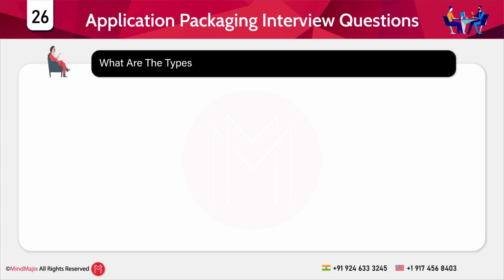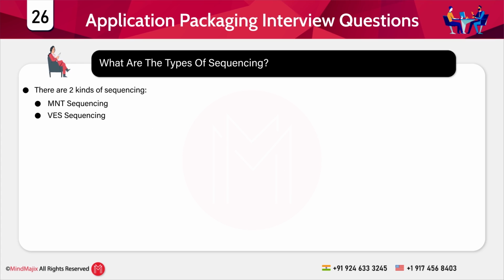What are the kinds of sequencing, the types of sequencing? There are two types of sequencing. One is MNT sequencing, which is called mount sequencing, and the other is VFS sequencing, which is called virtual file sequencing.